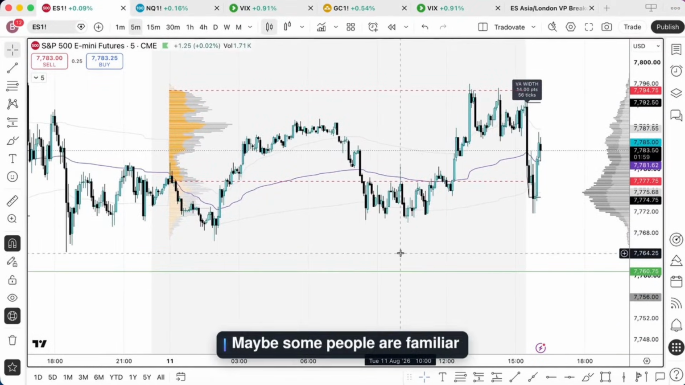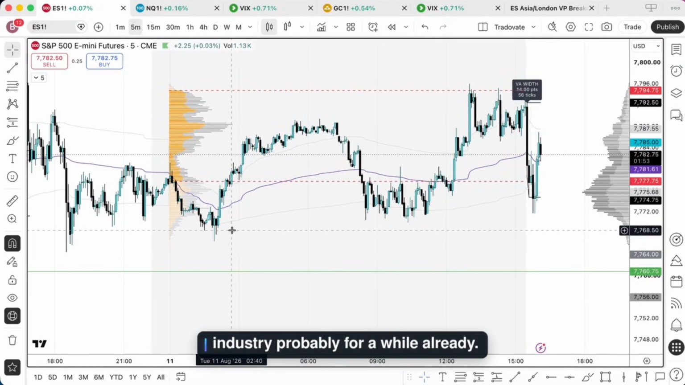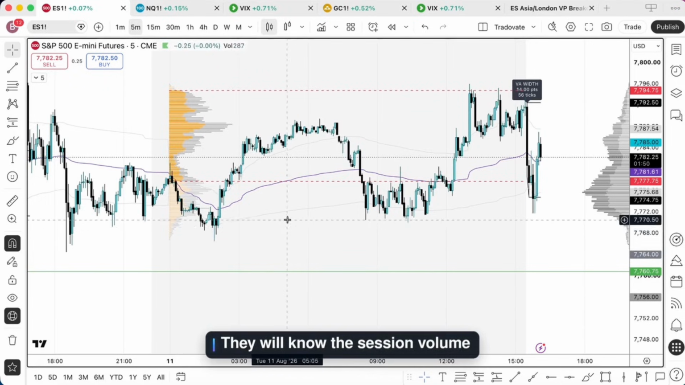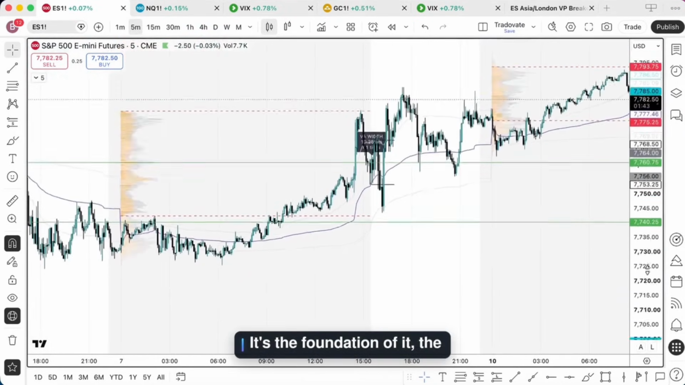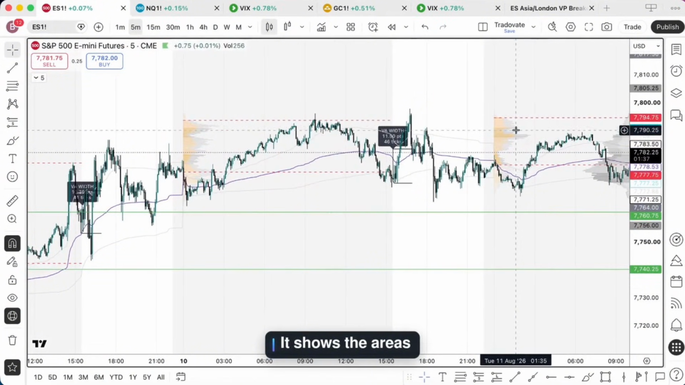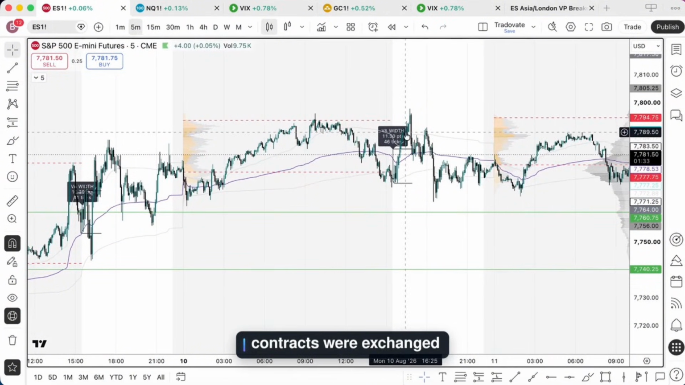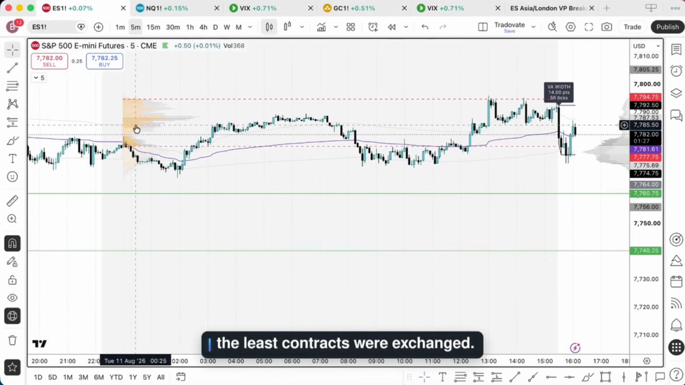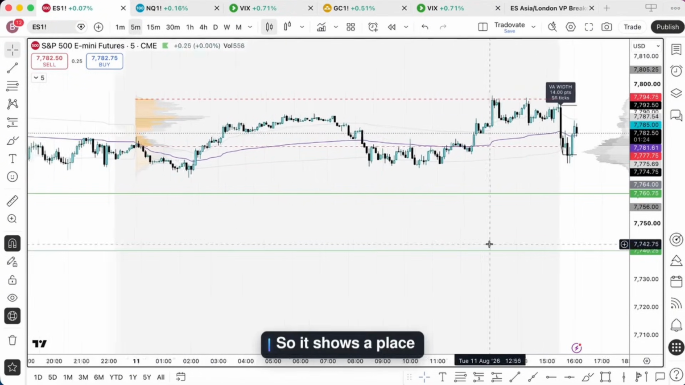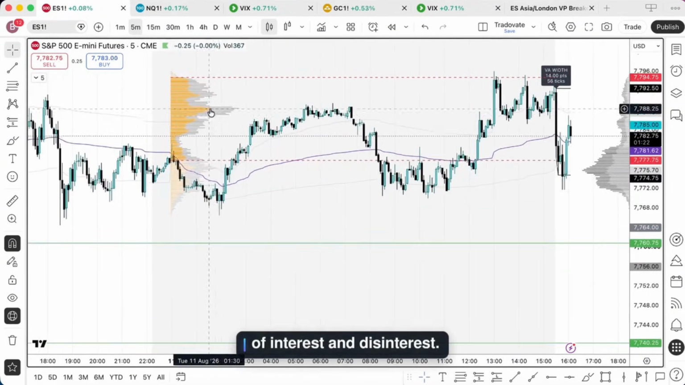The session volume profile, maybe some people are familiar with it. People that have been in this industry probably for a while already will know the session volume profile because it's the beginning of all price movement. It's the foundation of it. It shows the areas where most activity, most contracts were exchanged, and the places where the least contracts were exchanged. So it shows a place of interest and uninterest.